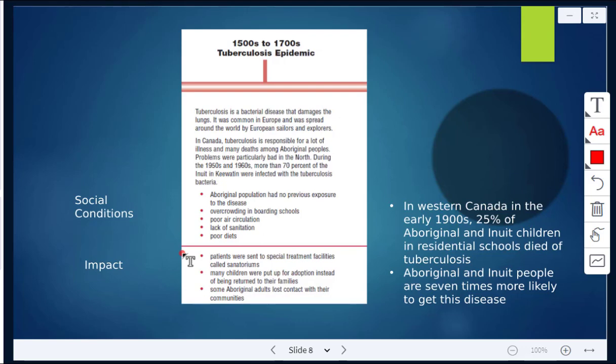Many children were put up for adoption instead of being returned to their families. And then some Aboriginal adults lost contact with their communities. In Western Canada, in the early 1900s, 25% of Aboriginal and Inuit children in residential schools died of tuberculosis. They are 7 times more likely to get tuberculosis.